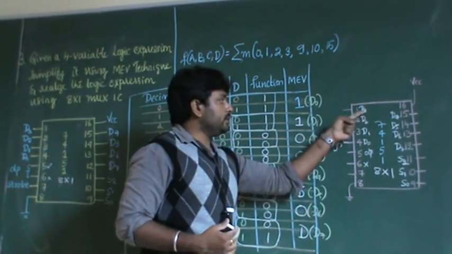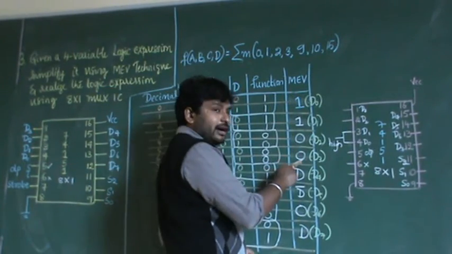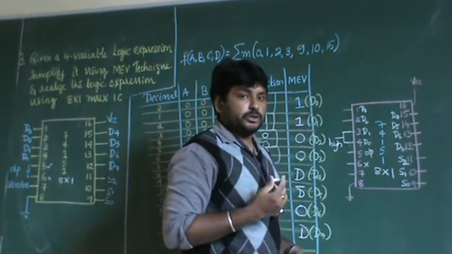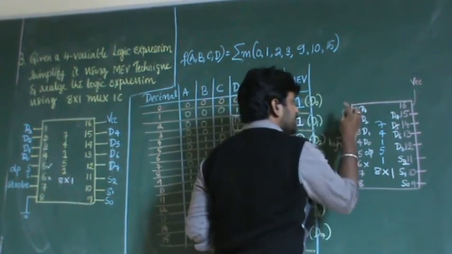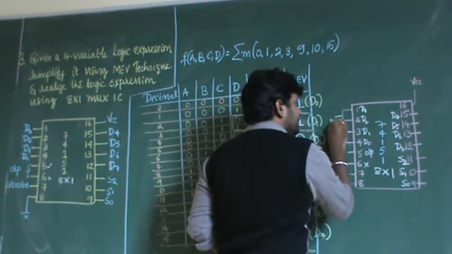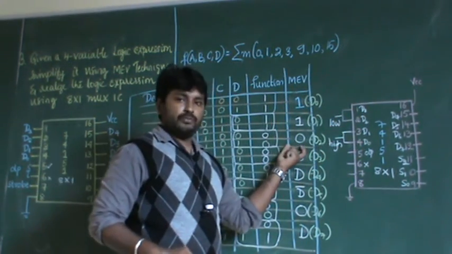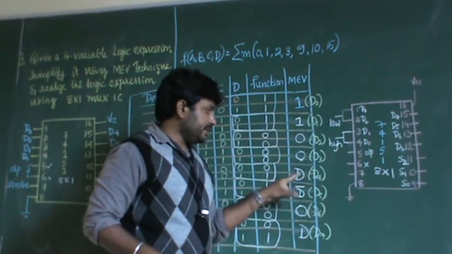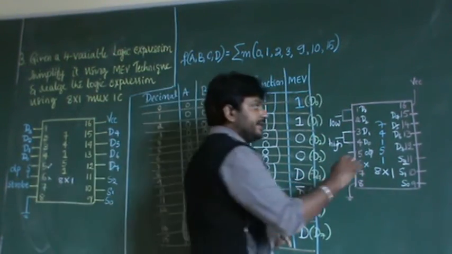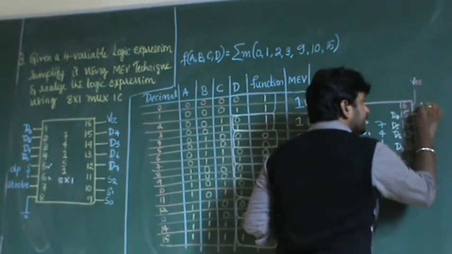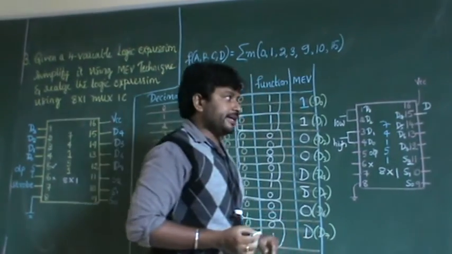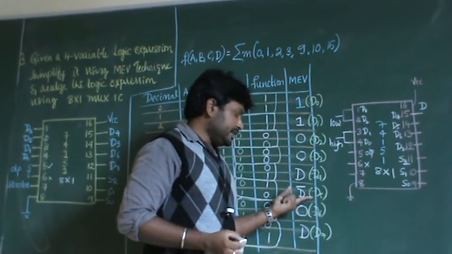What about D2 and D3? D2 and D3 both are shorted and should be connected to ground, that is 0. So I will write it as low. This is high and this is low. 0 means low. Next, D4 is connected to what? D4 is connected to D. What is D5? D5 is D bar.